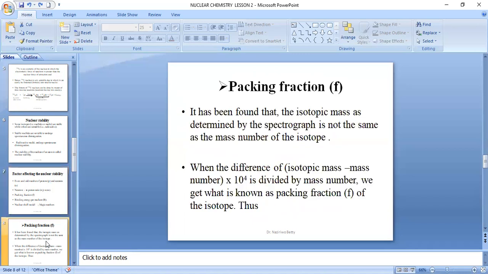Let us first look at the packing fraction. It has been found out that the isotopic mass as determined by the spectrograph is not the same as the mass number of the isotope. When the difference of the isotopic mass minus the mass number, times 10 to the power 4, is divided by the mass number, we get what is known as the packing fraction of the isotope.